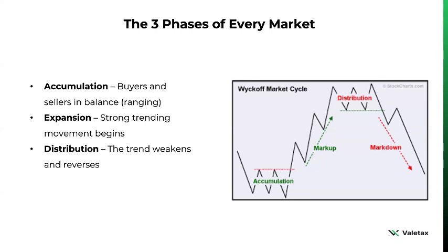Then we have the distribution. That's where the trend weakens and reverses. So first we see the accumulation. A decision needs to be made. A decision is made, the market breaks out of that accumulation. Now price starts to move rapidly and aggressively to the upside. Then price gets to a point where it is then a distribution phase.